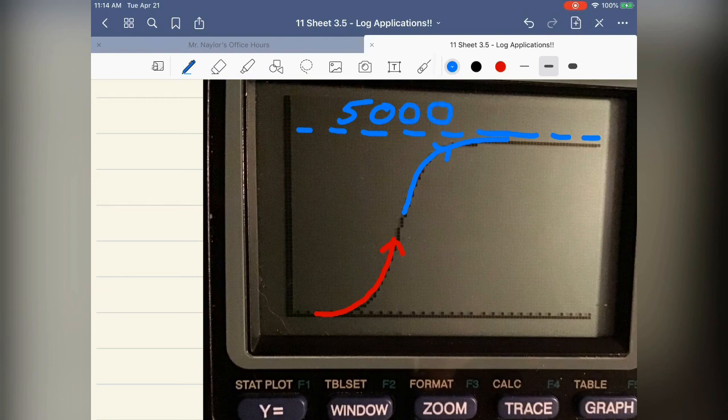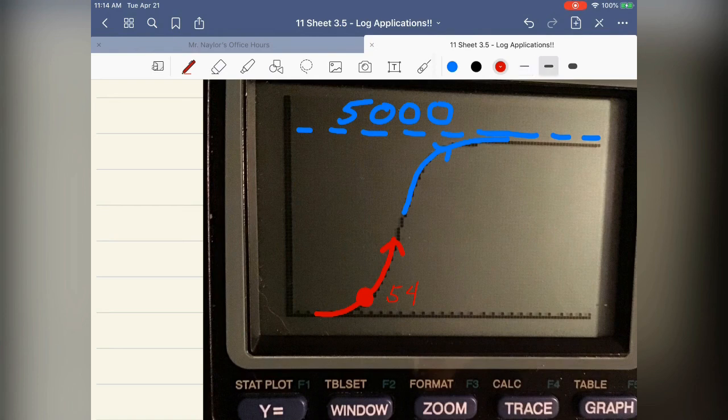So can we get some of these answers that we already found for question A? Yeah, we could find the answer to question A. We could trace to, what, 5 days. And if you trace to 5 days, you're going to end up getting a y value of about 54.